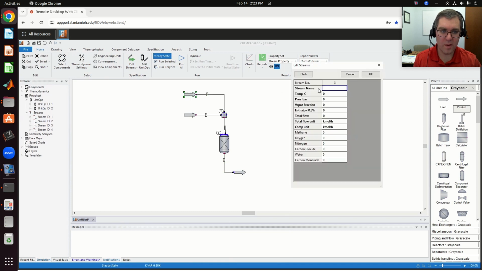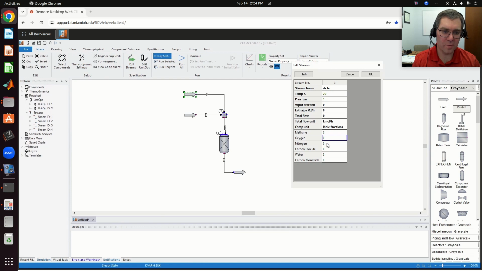Okay, so stream 3, I'm going to call that air in. Now the temperature in that really doesn't matter. This is just for illustrative purposes. So I'm going to take my air to be at 20 degrees C in 1 bar. Okay, I'm going to specify its composition.